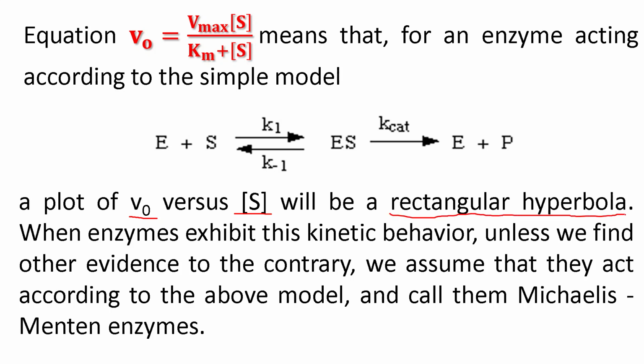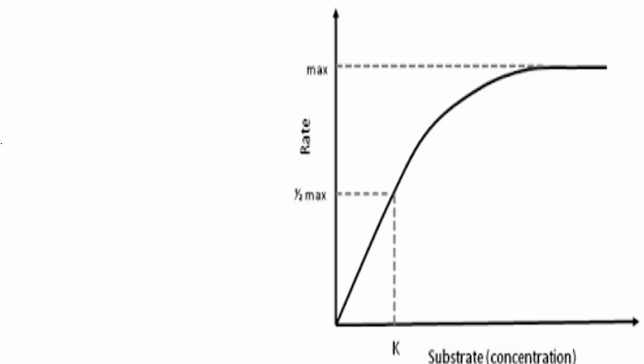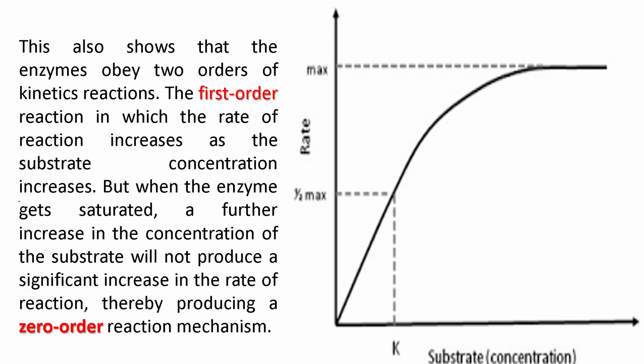When the enzyme exhibits this kinetic behavior, unless we find other evidence to the contrary, we assume that it acts according to this model that we have above. And we call them the Michaelis-Menten enzymes. So this plot is what we call the rectangular hyperbola.